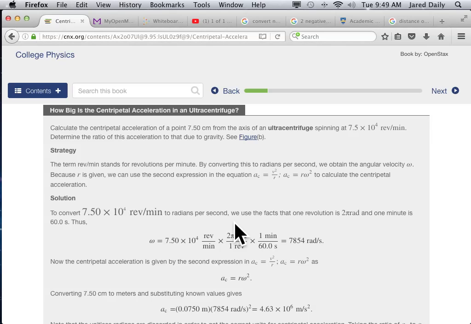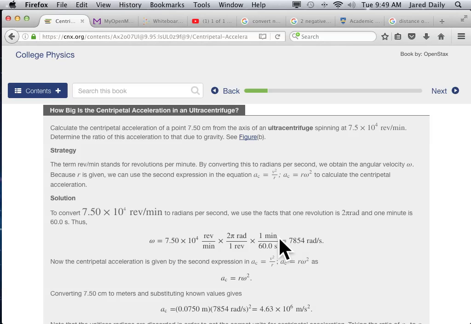So what is the conversion from RPM to radians per second? Well, how many radians are there per revolution? 2 pi radians. How many minutes are there per second? There's 1 minute for every 60 seconds. So we have to set up this conversion. It ends up being 2 pi divided by 60 to convert RPM to radians per second. So we do that and we get 7,854 radians per second, which corresponds to 75,000 revolutions per minute.